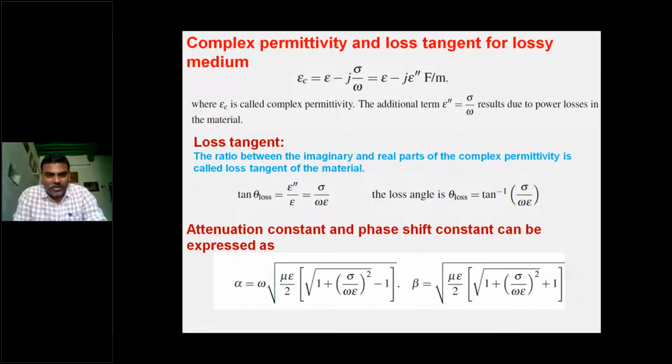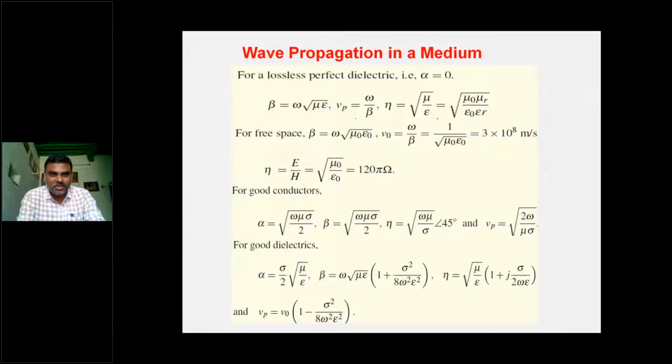Okay. And for the attenuation and phase constants, from the expression of gamma we can have the general formulas. Attenuation constant alpha equals omega times root of mu epsilon by 2, times root of 1 plus sigma by omega epsilon whole squared, minus 1. And similarly for beta also, we have the same formula, just instead of minus 1 in the last term, we have to write plus 1. So these are the general expressions for the attenuation and phase shift constants.